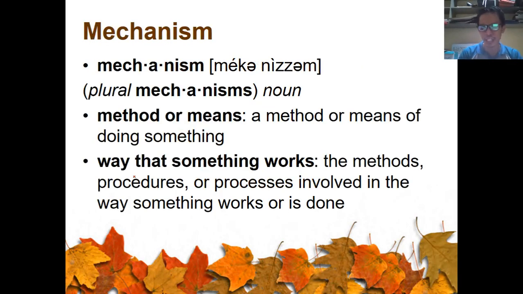Now, what is a mechanism? A mechanism is a method or means of doing something. It is a way that something works. It is the process, the procedures, and the methods involved in doing something, which gets the work done.